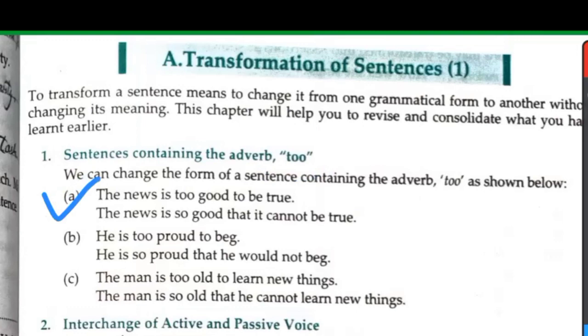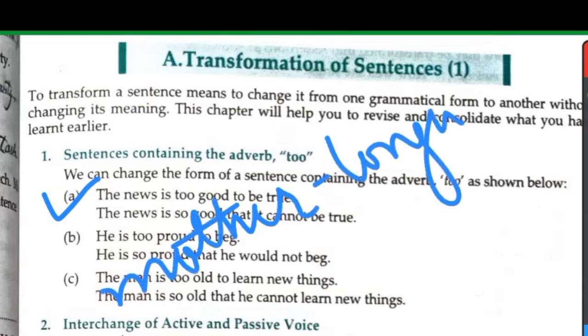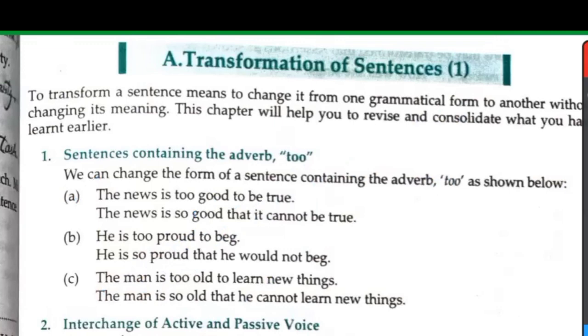But now you see that the sentence is there. The news is too good to be true. What do you understand by the statement? What is the meaning in your vernacular language, in your mother tongue? What does it stand for you? How do you see this statement? That means whenever you read the statement, what meaning will you make of it?